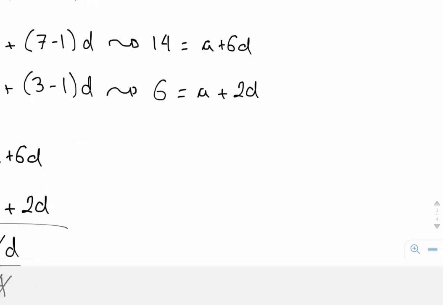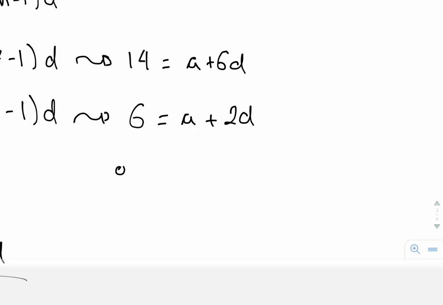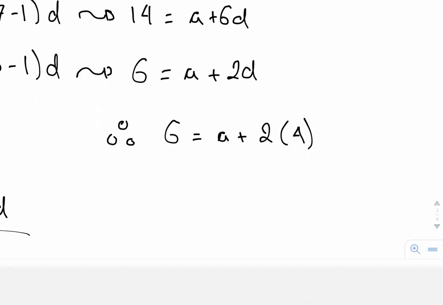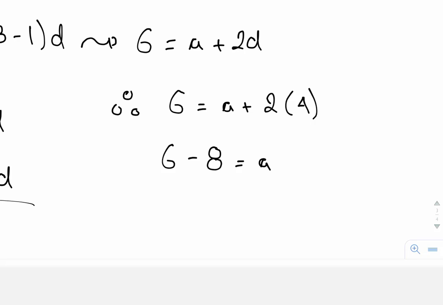And therefore, for my a value, I can go back to any of the original equations and plug in 2 for d. So let's take the second one here. I'm going to write 6 equals a plus 2 times 4. Solve for a, I get 6 minus 8. Notice how I multiply this together and brought it over in one step, and I get my a value. So a is going to be -2.